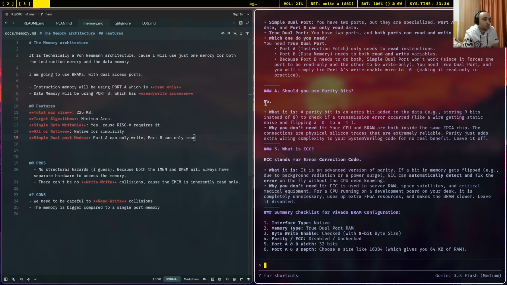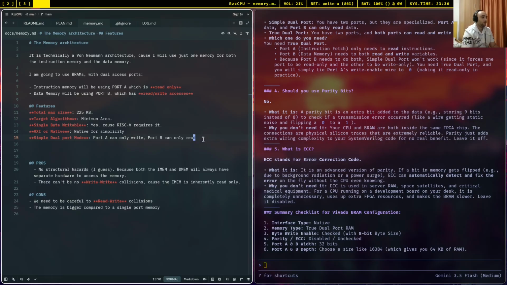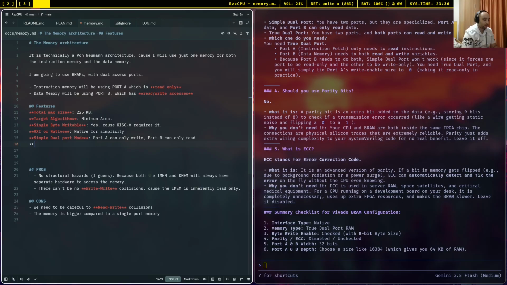Parity bit, no. A parity bit is an extra bit added to the data to check if a transmission error occurred. Your CPU and VRAM are both inside the same FPGA chip. The connections are physically silicon traces. They are extremely reliable. Parity just adds extra wiring complexity. Okay, so I trust him.